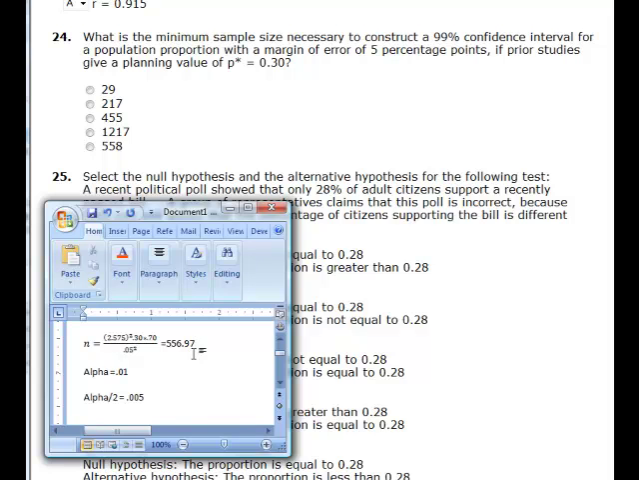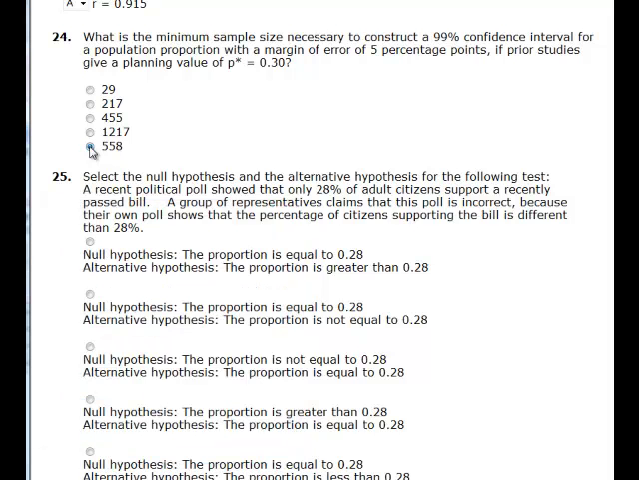556.97. We're always going to round up to the next highest whole number when we're doing sample sizes. And in this one, depending on whether you used your calculator or the table to get the critical value, you could get just a little bit of rounding error. So the one that's the closest to the value we came up with is the 0.558.